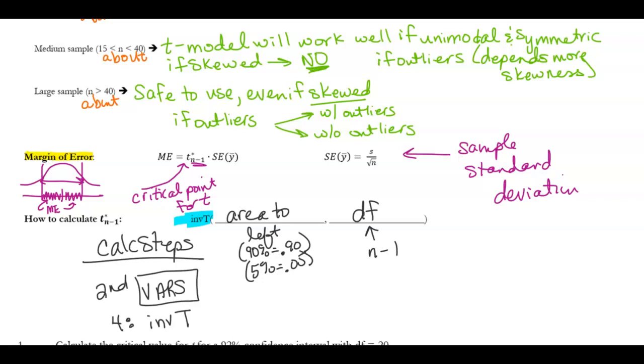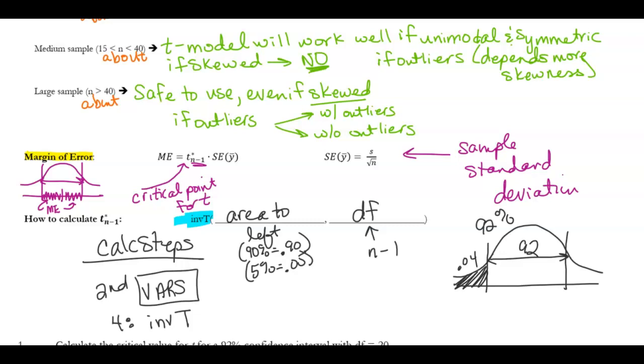Okay? So remember here, let's just kind of do a quick review. Remember, if I want a 92% confidence interval, that means 92% is on the inside. So over here is 4%, and over here is 4%. And so I would do my inverse T of 0.04 with whatever n minus 1 is. Okay. All right, so what we're going to do now is we're actually going to practice some of these problems.